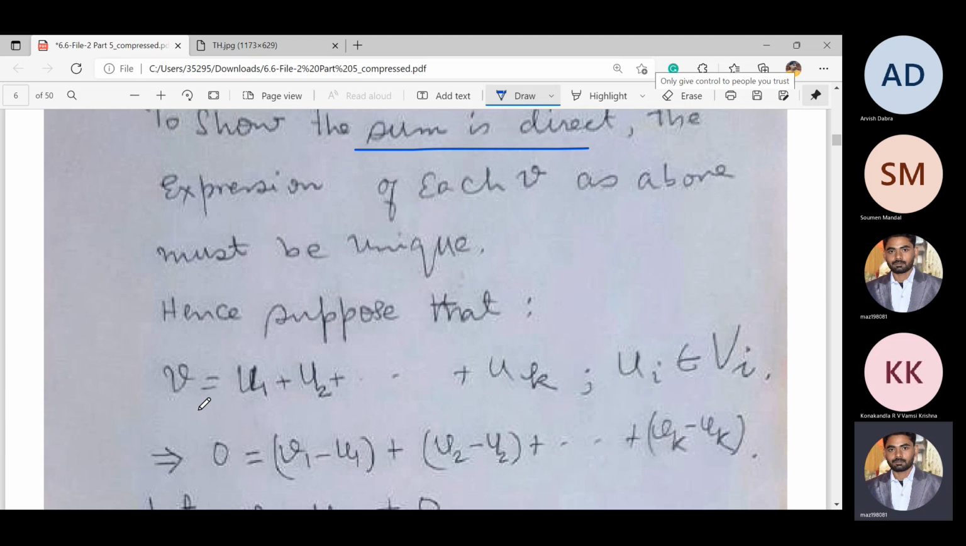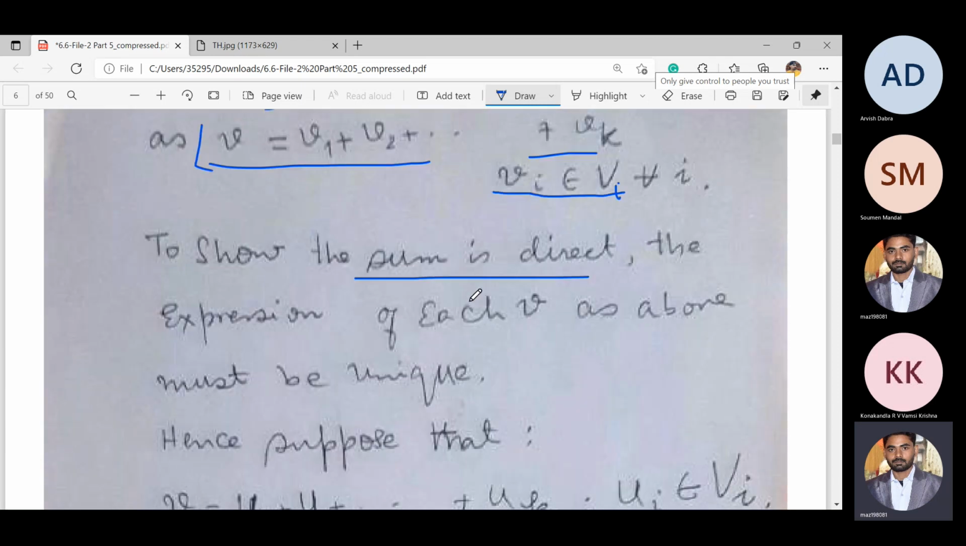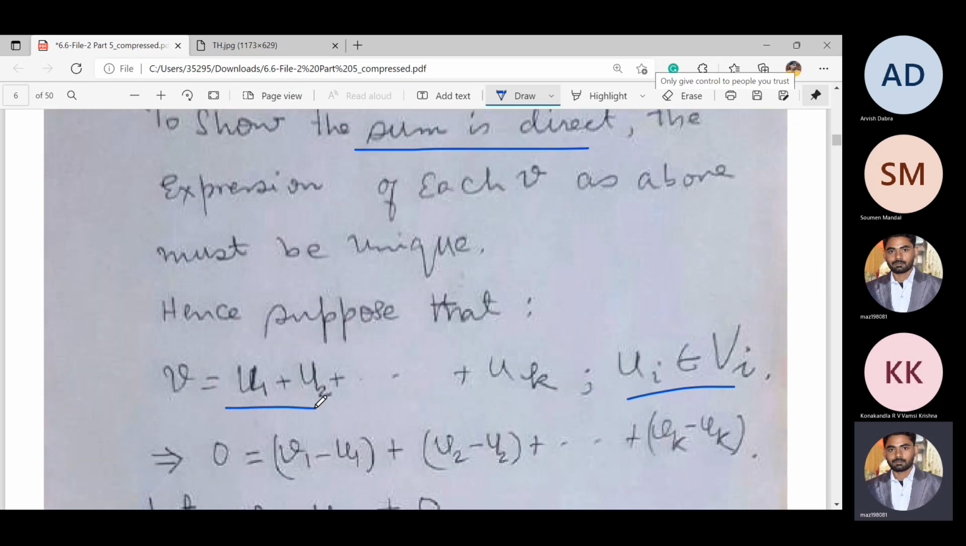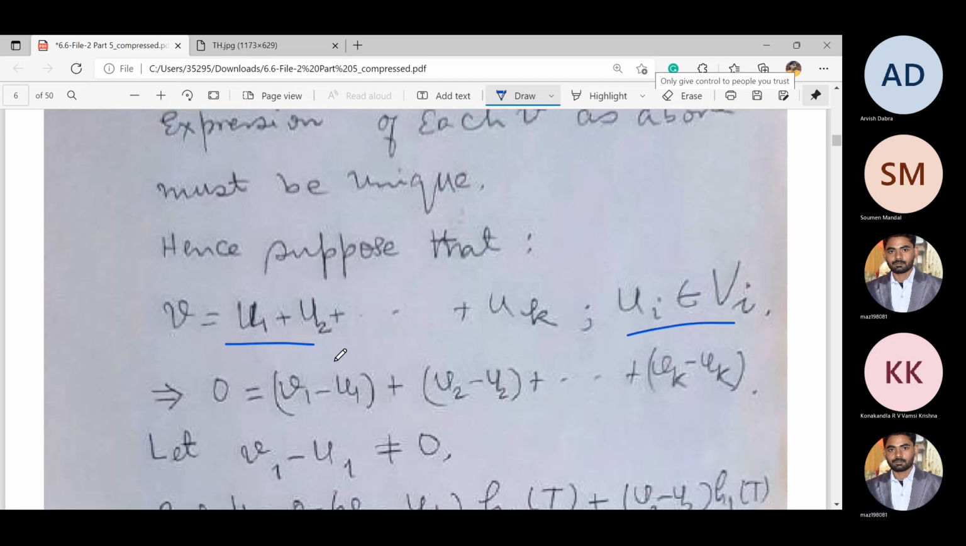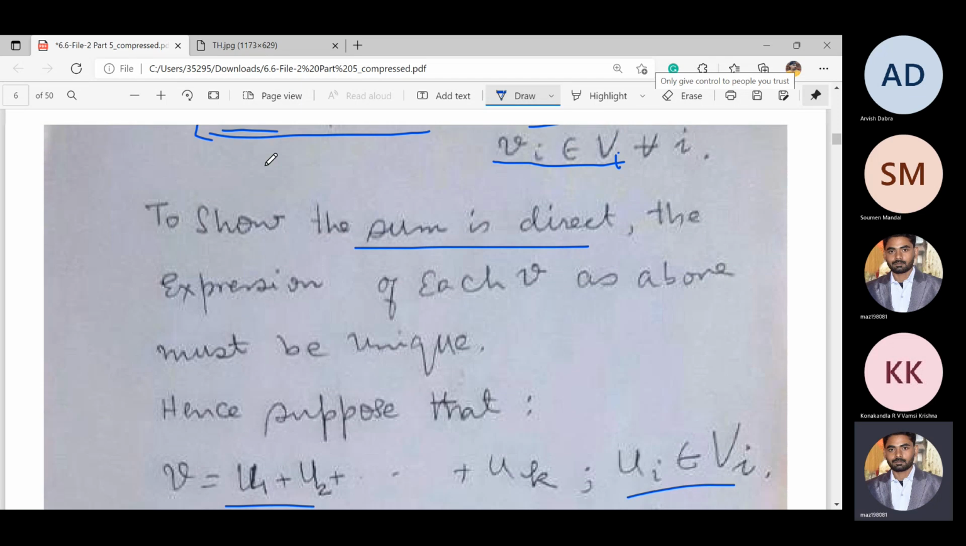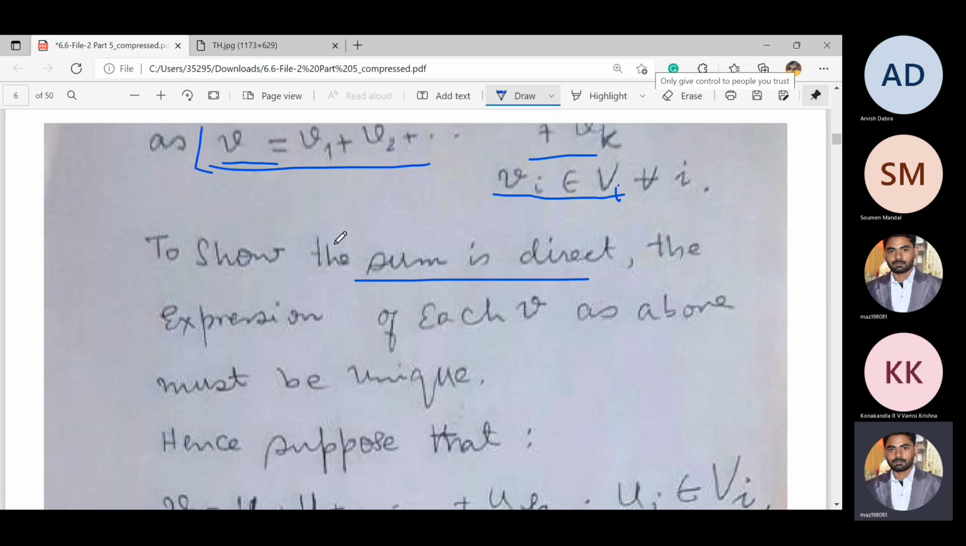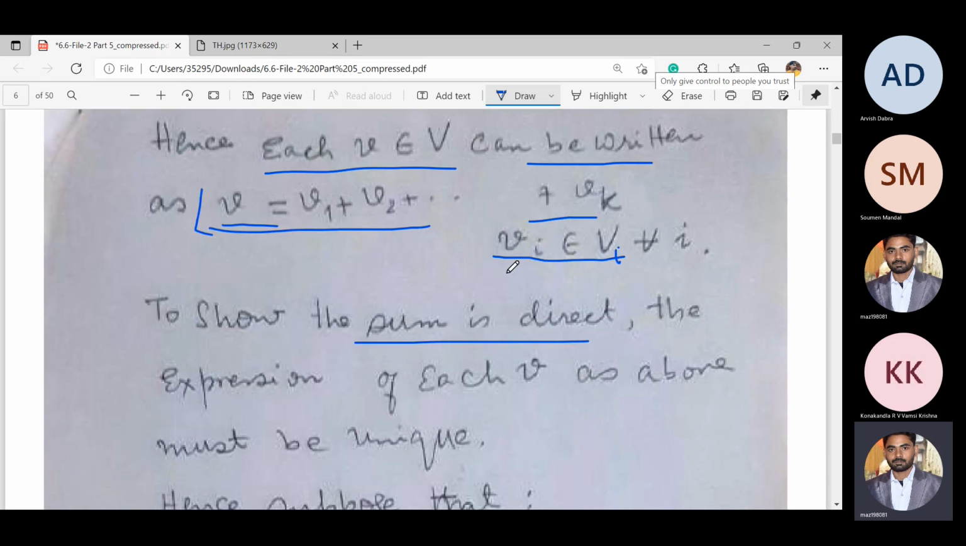So suppose V equals U1 plus U2 plus ... plus Uk, where Ui belongs to Vi. This means we have assumed that V can be written this way, and V can be written this way also. Then we have V1 equals U1, V2 equals U2, and so on, Vk equals Uk. So this implies that V can be written as a unique linear combination, or sum, of elements of Vi.